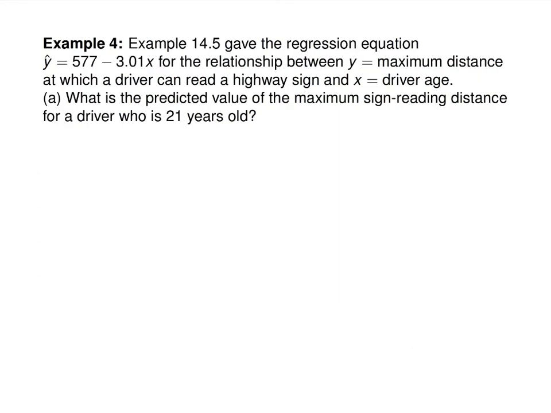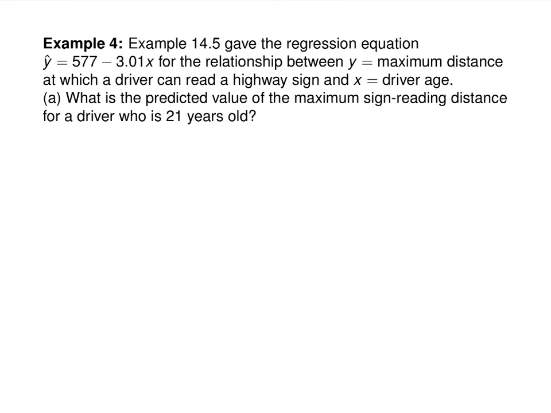All right, let's do another example. So example 14.5 gave the regression equation y hat equals 577 minus 3.01x for the relationship between y, which is maximum distance at which a driver can read a highway sign, and x equals driver's age. Notice that the slope is negative, which means that as age goes up, this distance at which you can see a sign goes down, which should make sense. The older you get, the more your sight deteriorates.